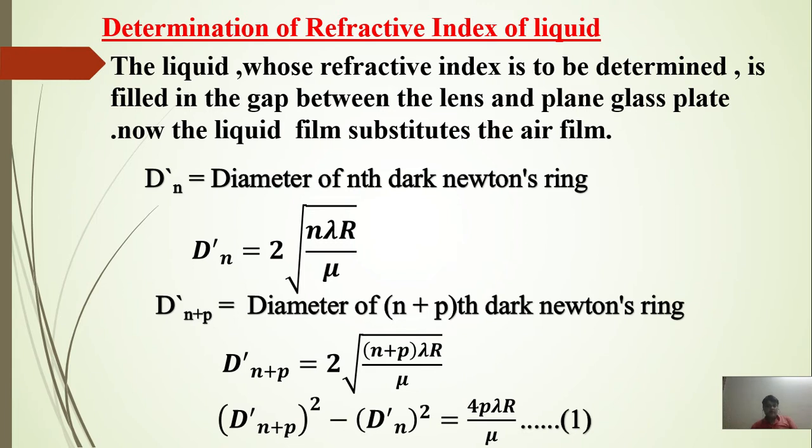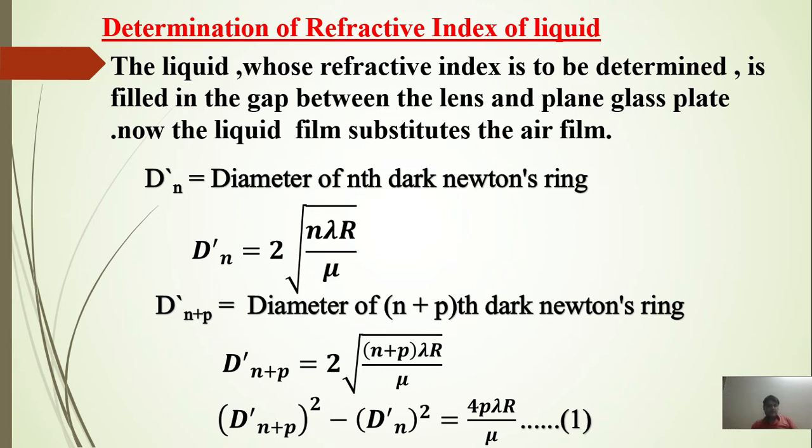When the medium changes, the path difference between the two reflected rays also changes. The condition for dark and bright rings changes, and the diameter of the dark and bright rings also changes. So when an oil drop is put between the bottom surface of the plano-convex lens and the upper surface of the glass plate, what happens? The path difference changes, and the diameter of the dark and bright rings changes.